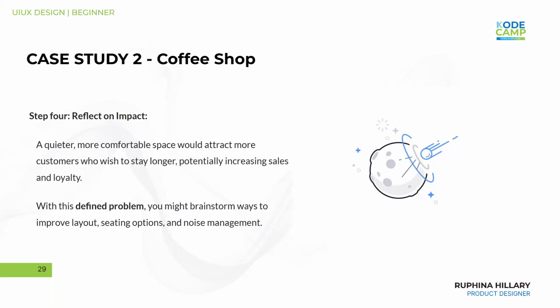Yeah. So now, let's reflect on impact. A quieter, more comfortable space would attract more customers who wish to stay longer, potentially increasing sales and loyalty. So now, with this defined problem, you might brainstorm ways to improve layout, seating options, and noise management. Yes. So now the problem has been defined. Go ahead and start brainstorming. Like you guys are already brainstorming in the comment section, talking about padded walls, moving to a different environment. So this is when you now get to ideation.